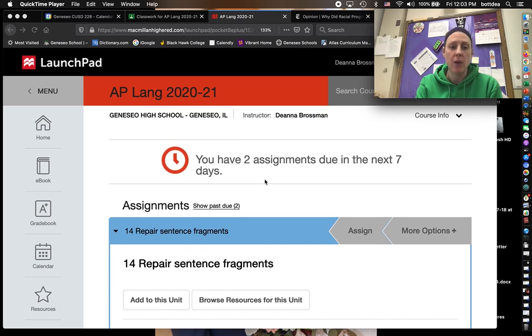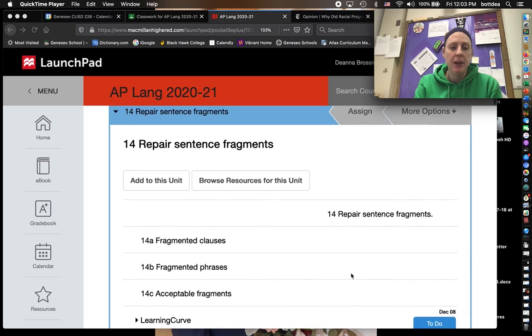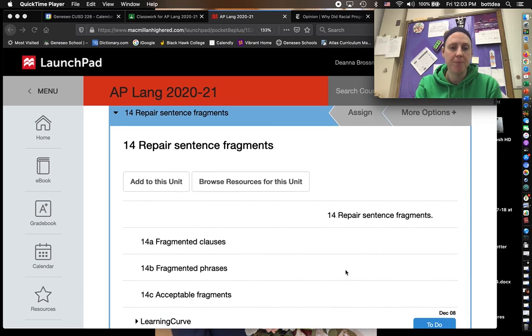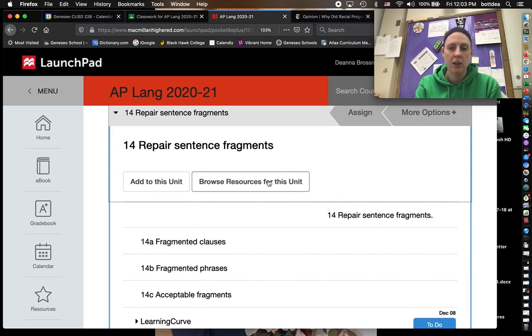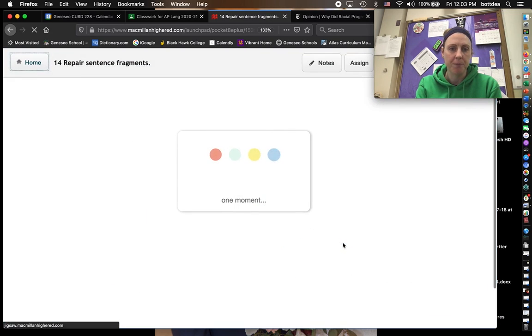So let's begin with Unit 14 or Rule 14 in the Pocket Style Manual. So I'm going to take you through the unit itself. I want you to read the whole thing, and then at the end of that you're going to take this learning curve adaptive quiz. All right, so let's begin. I'll try browsing resources for this unit. Here we go.